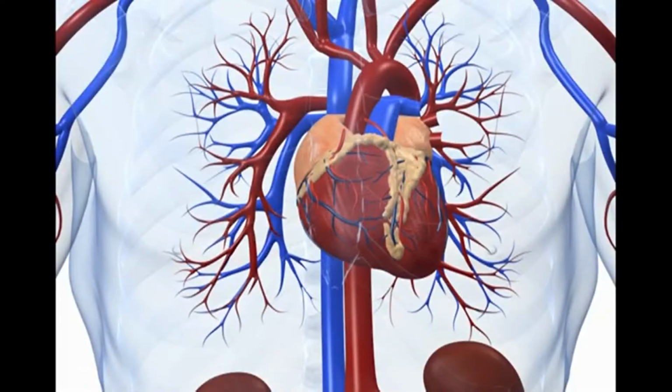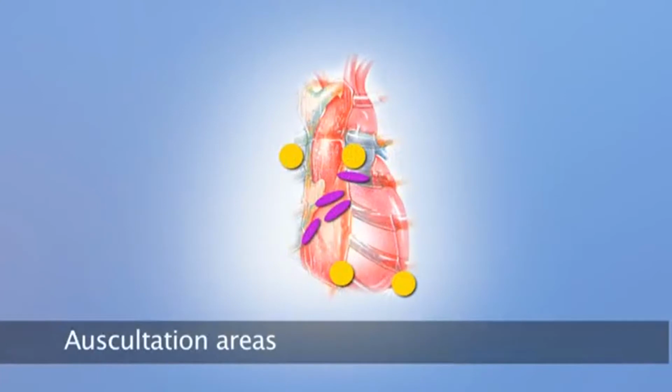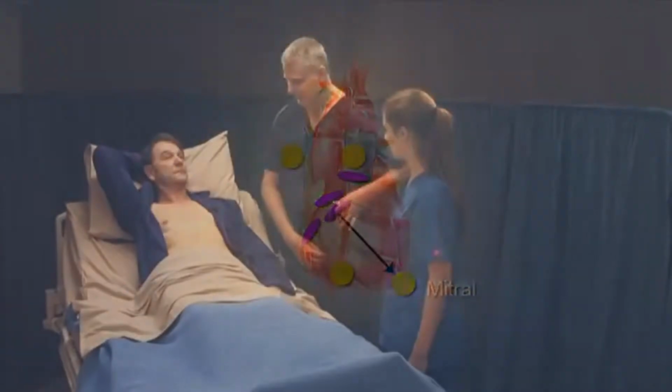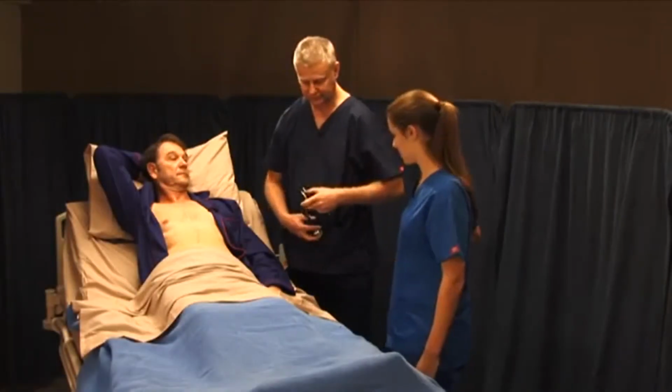The normal heart sounds you should hear are S1 and S2. The S1 is the sound of the mitral and tricuspid valves closing. The S2 is the sound of the aortic and pulmonary valves closing. The four areas of auscultation are aortic, pulmonary, tricuspid, and mitral.